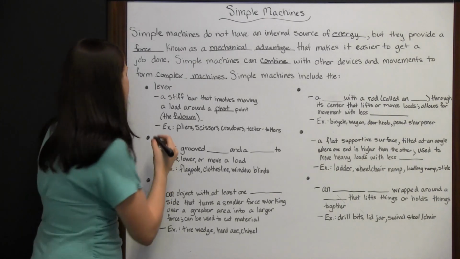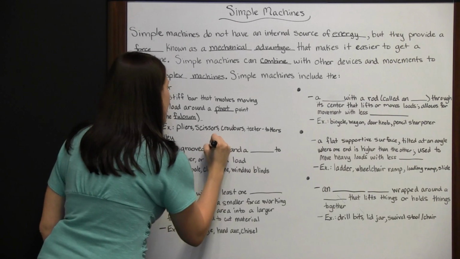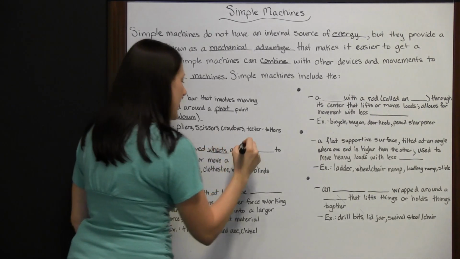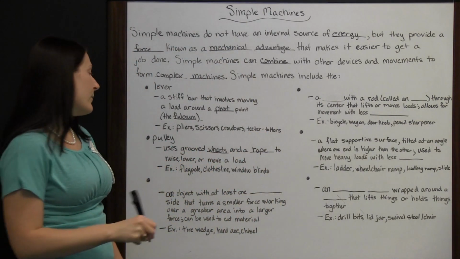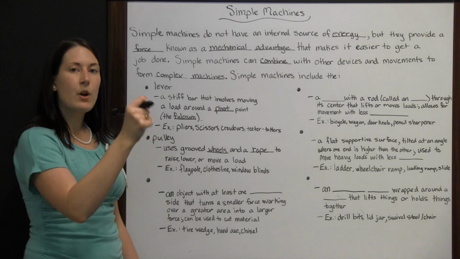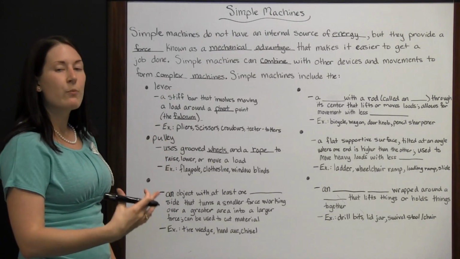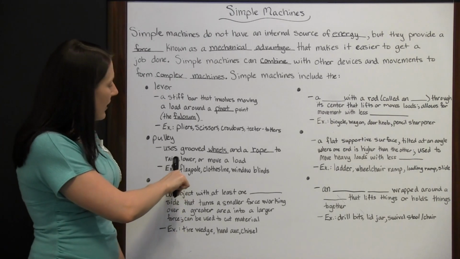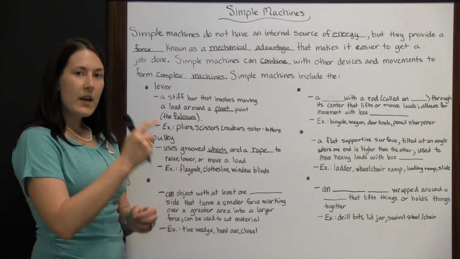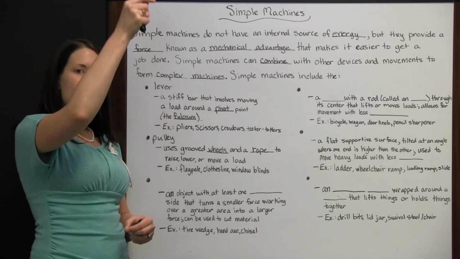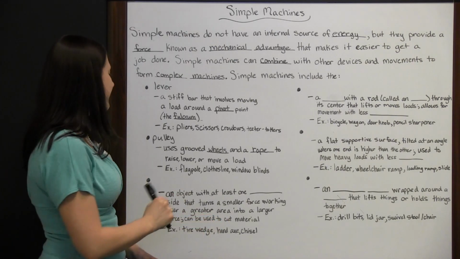Next we have the pulley. And the pulley uses grooved wheels and a rope to raise, lower, or move a load. And the grooved wheels have a groove in them to hold that rope so that the rope stays around the wheel, and the wheel helps move the rope, which will be attached to a load, and it'll help raise, lower, or move it. Examples include the flagpole. You pull on the rope, it rotates around the wheels, and it pulls the flag up, way up into the sky without you having to climb up there and do it or carry anything.